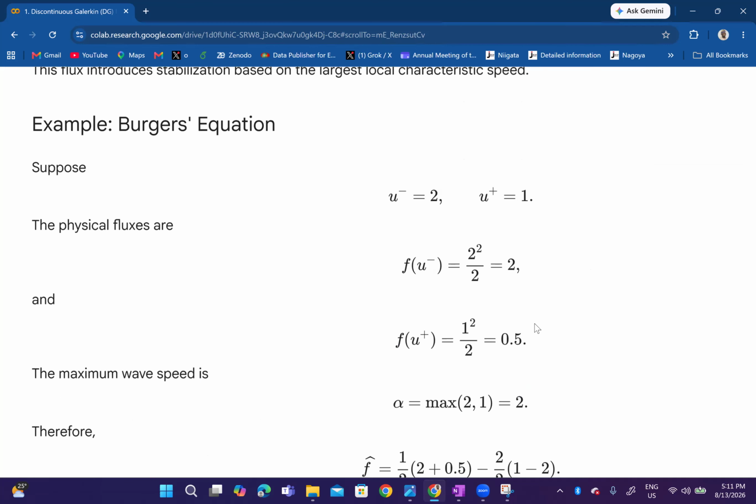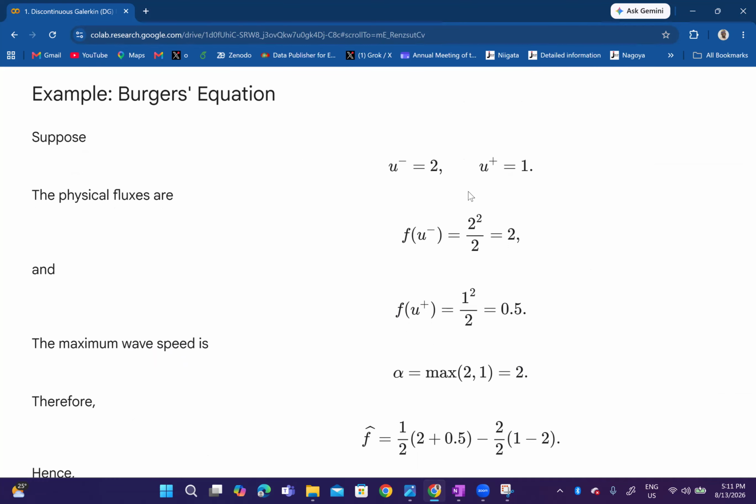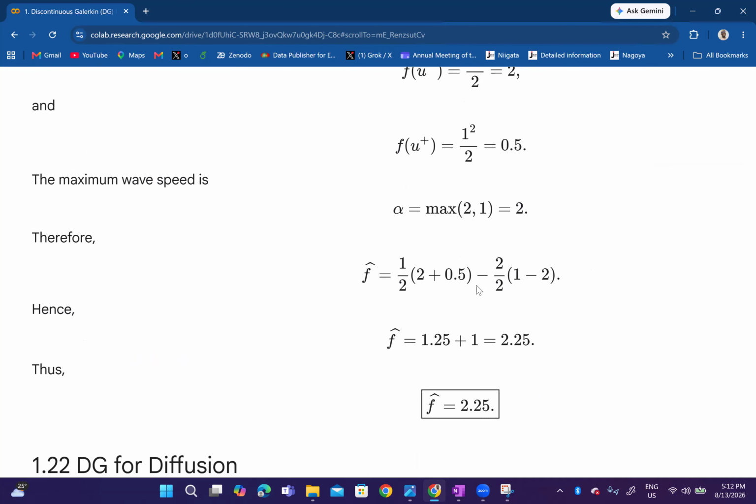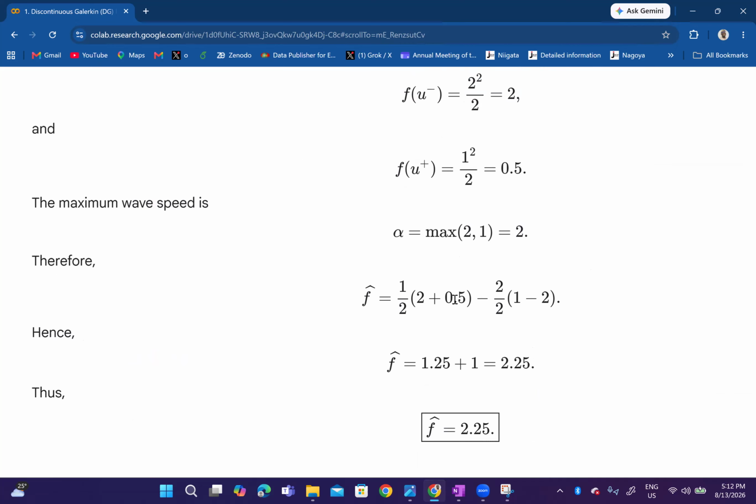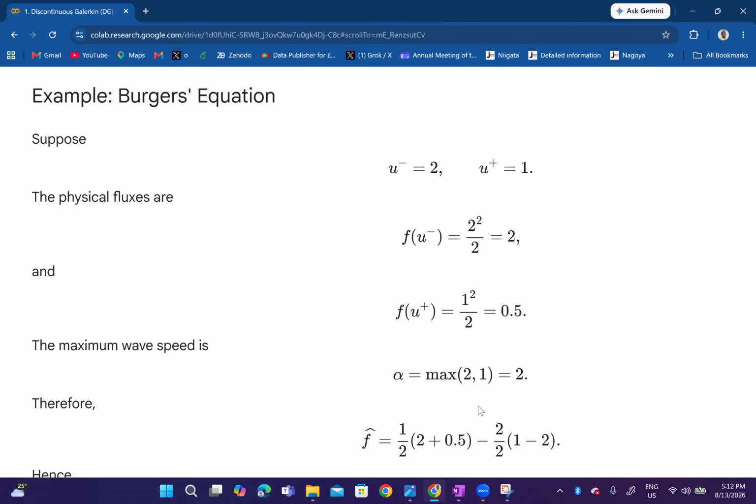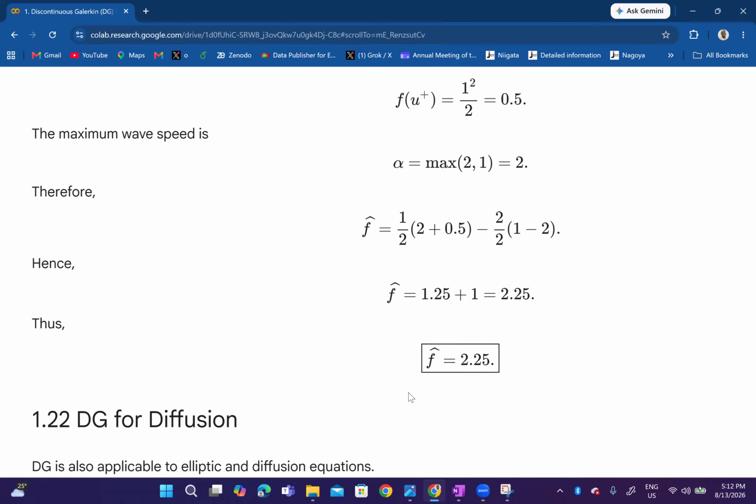Then we have the Burgers' equation example now. So u minus is 2, u plus is 1. The physical fluxes are f of u minus, that's 2 squared over 2, which is 2. Then f of u plus, that's 1 squared over 2, which is 0.5. So the maximum wave speed is alpha, which is the maximum of 2 or 1, which is 2. Therefore, f hat is half of (2 plus 0.5) minus 2 over 2 times (1 minus 2). Putting the whole thing together, that's 2 plus 0.5, which is 2.5 over 2, that's 1.25. Then this is 1 minus 2, that is minus 1, so the 2 cancels the 2, and that's plus 1. So you have 2.25. So in this case, the flux f hat is 2.25.